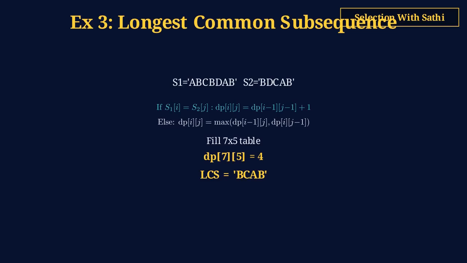We fill a 7 by 5 table. The answer at dp[7][5] is 4. Backtracking from the bottom right corner gives us the subsequence B, C, A, B.